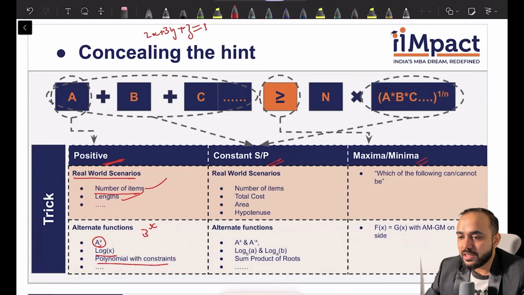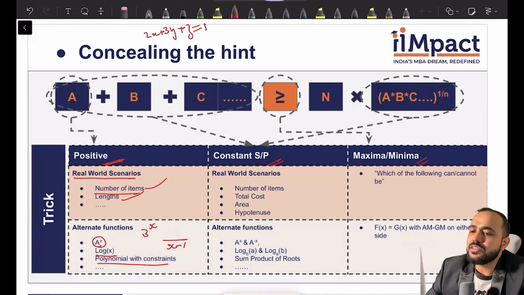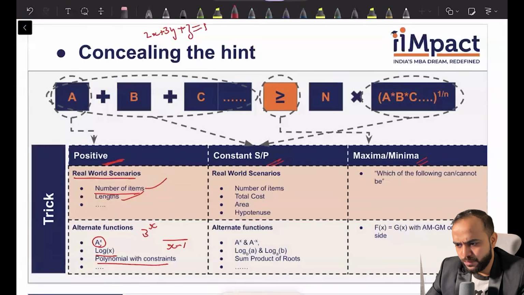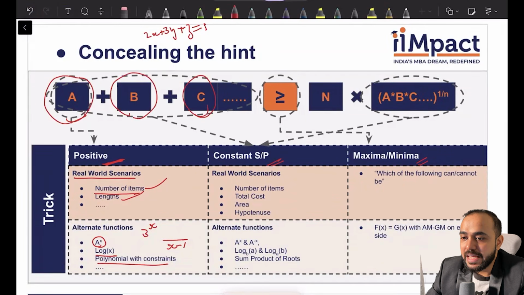Some polynomials with constraint. So for example, in the previous examples we took where I had x minus 1 in the denominator, if I give you x is greater than 1, the message for you is that x minus 1 is greater than 0, which makes x minus 1 a good candidate for AMGM. So are you okay with the way of hiding the individual constraints on the terms, that they have to be positive? They can hide it like this.